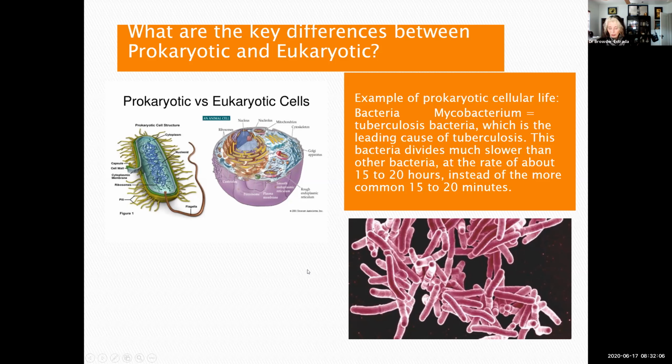So prokaryotic organisms divide by cloning, and that's called asexual reproduction. They don't need a partner to do it. They do it internally by themselves.